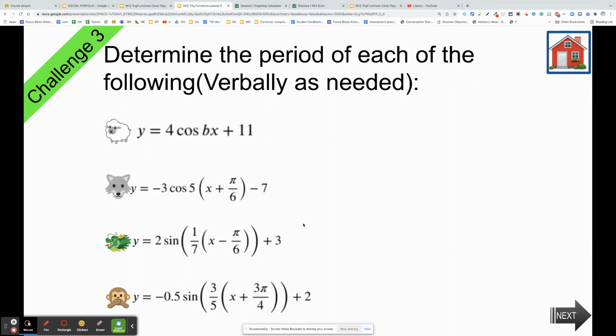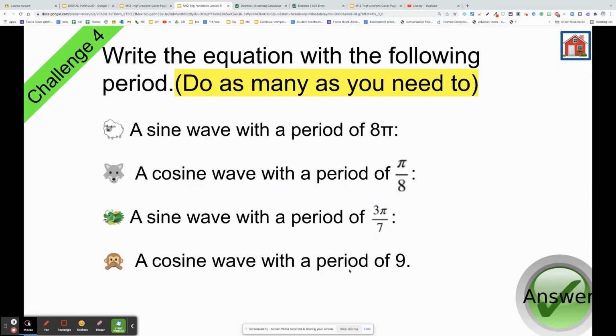All right, this first one, there's the b value, so it's going to be 2 pi divided by b. The b value in this question is 5, so that'll be 2 pi divided by 5. And the b value here is 1/7, so that's going to be 2 pi divided by 1/7. When you rearrange that, you're going to get your 14 pi. And right here, 2 pi divided by 3/5, and if you do the math on that, you're going to get 10 pi over 3. So there you go. I hope that was helpful. Please send us a note if you are unsure as to what that means.